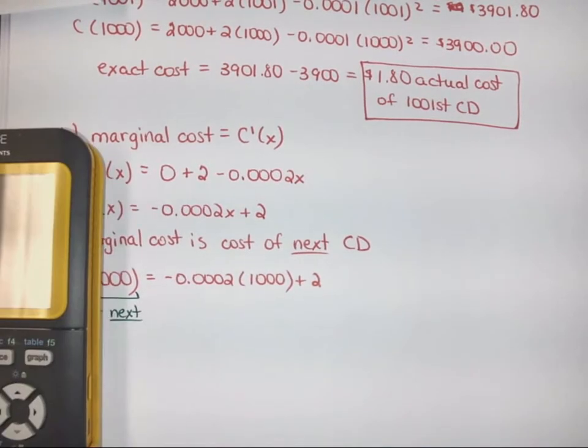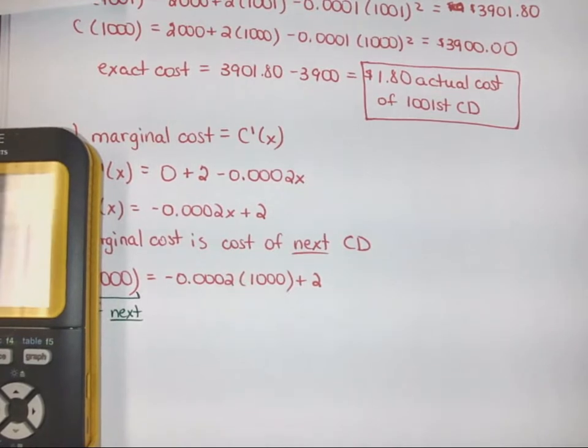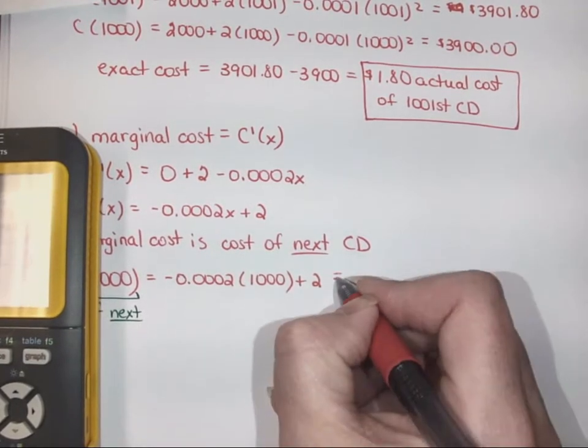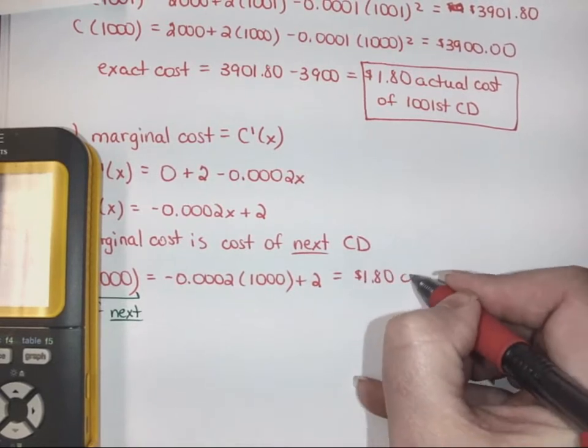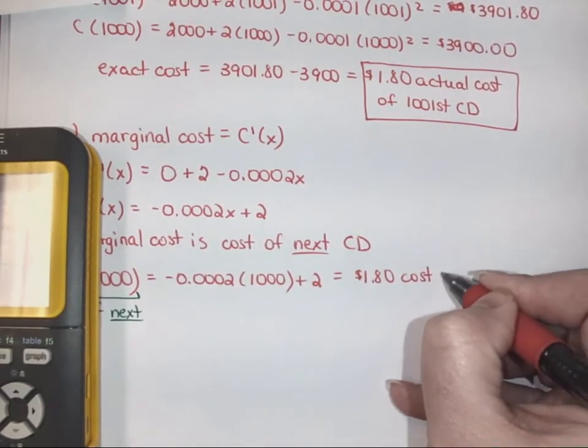Okay, so let's go ahead and do that on our calculator. So negative 0.0002 times 1,000 plus 2. Okay, notice we get the same answer that we did above, and we're going to talk about that. But this is the cost we found from doing rate of change instead.